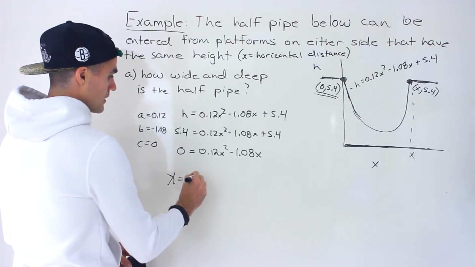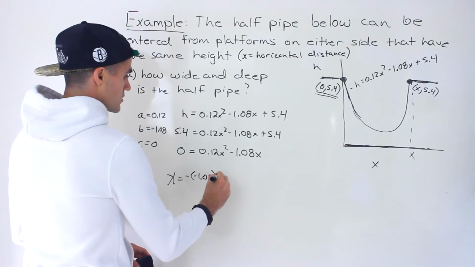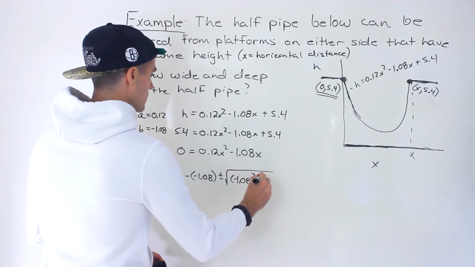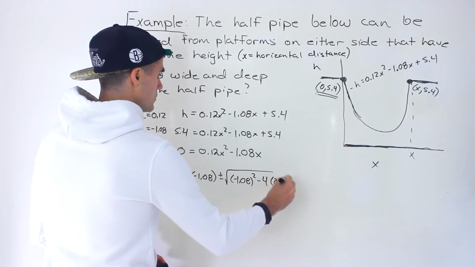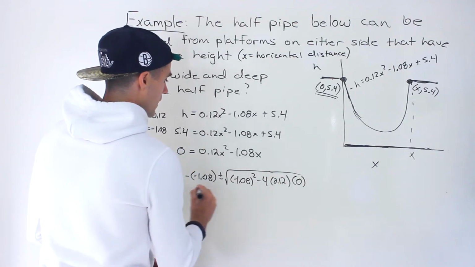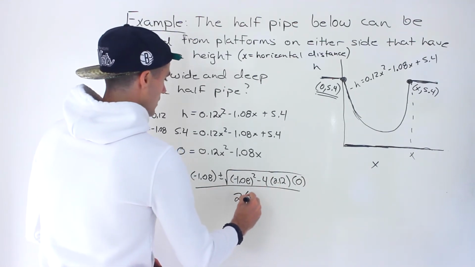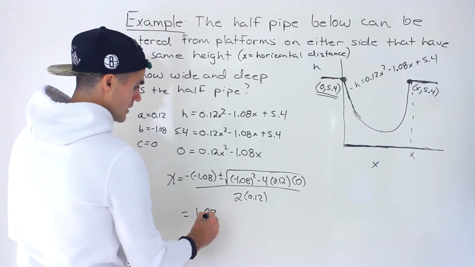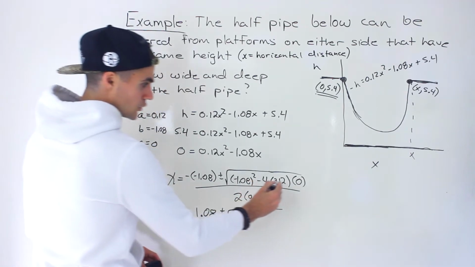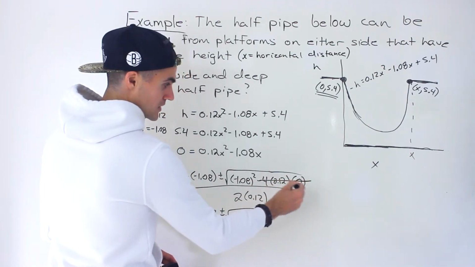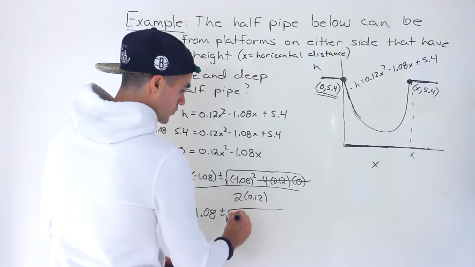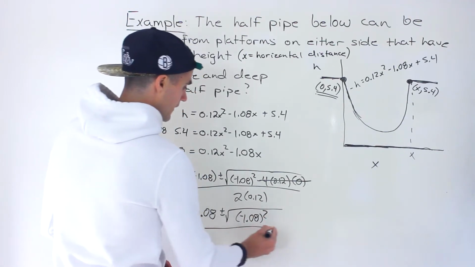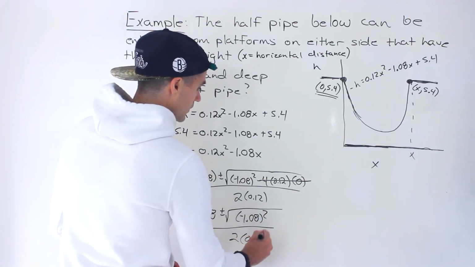So we'll have negative negative 1.08 plus or minus the square root of negative 1.08 squared, right? b squared minus 4 times the a value of 0.12 times the c value of 0. And this is all over 2 times 0.12. Notice what's going to happen. This is going to be positive 1.08. Then we have plus or minus, and notice this entire term, the 4ac, is going to go to 0 because we have that 0 in the bracket. So we'd have the square root of negative 1.08 squared, all over 2 times 0.12.